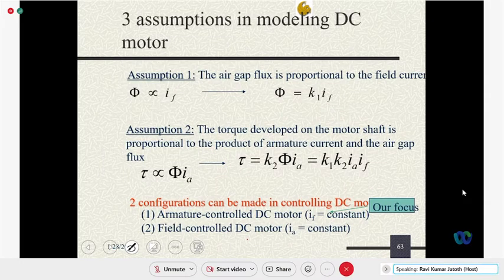So we are making certain assumptions. One is the air gap flux is proportional to the field current, that is psi equals K1 IF, and the produced torque is the product of armature current and field current. So the air gap flux psi and IA, K1, K2 are constants. If you vary IA, torque will vary. If you vary IF, torque will vary. If you are varying IA, it is called armature current control DC motor. If you vary field current, it is called field current control DC motor. There are two types of motors.